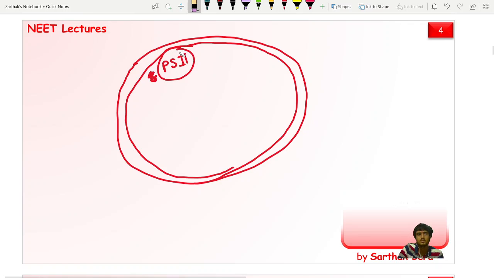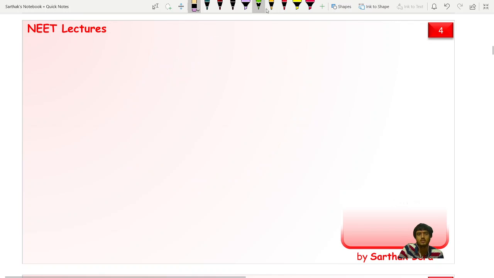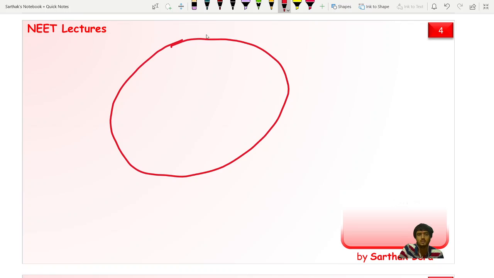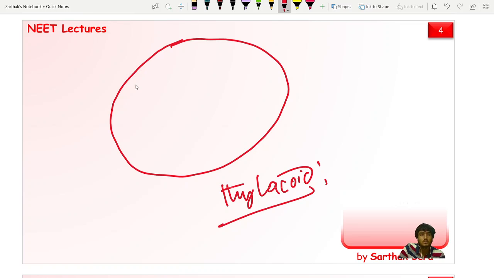Sorry, I've drawn it wrong. There is one membrane in thylakoid. Sorry, correct it. There is one membrane in thylakoid. This is thylakoid. So this photosystem 2 here is inside the thylakoid membrane, and photosystem 1 is outside the thylakoid membrane.